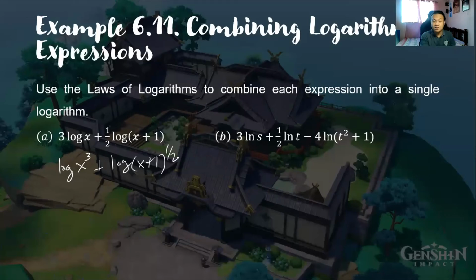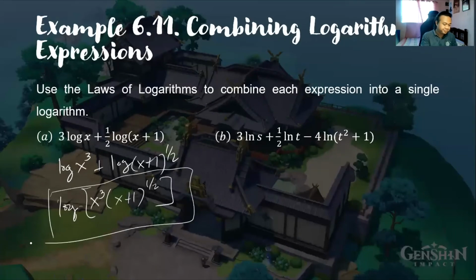And then let's combine further into a single logarithm. So x cubed, and then x plus 1 raised to 1/2. That's the answer. Okay, next is a longer one, but don't fret. There is one ln here, then ln t to the 1/2 minus ln 4, so t squared plus 1, raised to 4 still.